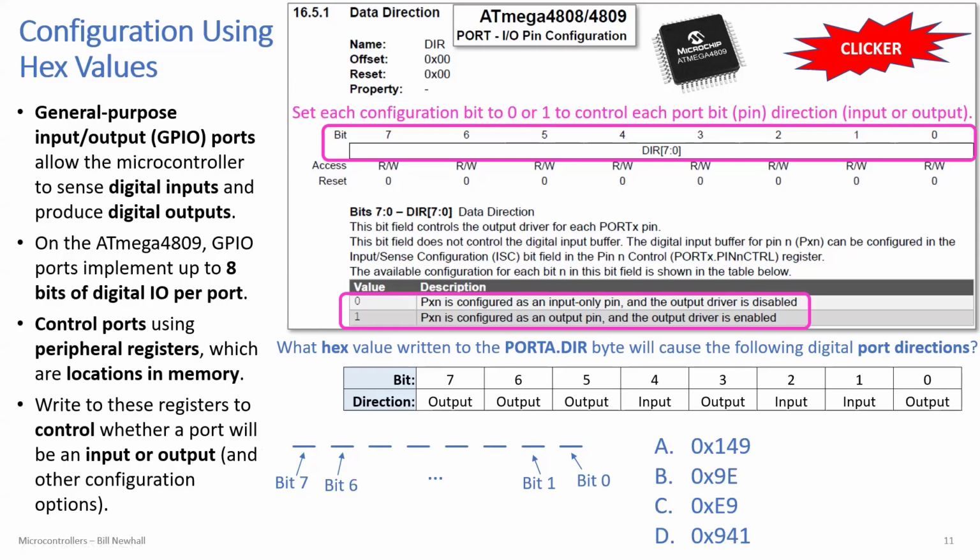Okay, so let me start up the clicker app here. So what value should you use? Which one of these values should you use to set these directions for port A? Okay, so bit 7 is an output, so we want that value to be a 1. Bit 6 is an output, we want that value to be a 1. And you can fill in these values, 1, 1, 1, 0, 1, 0, 0, 1, to correspond to the inputs and outputs for the direction.